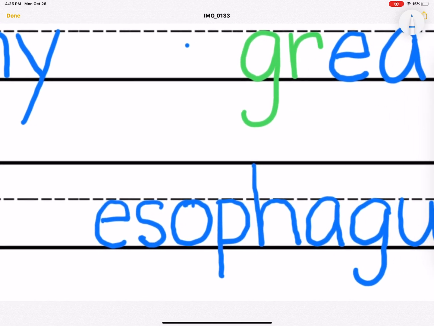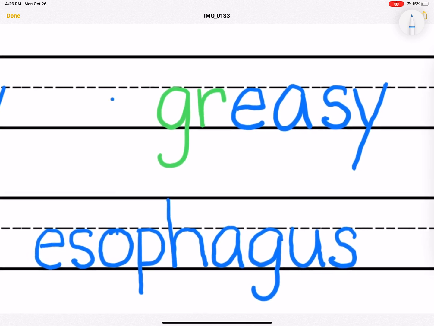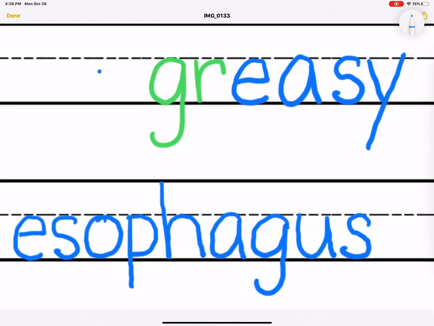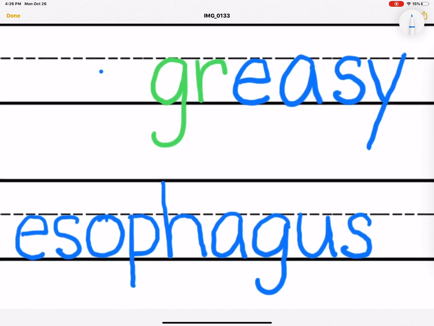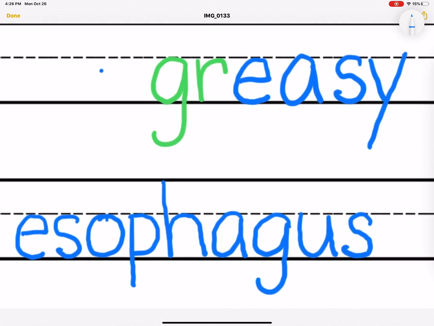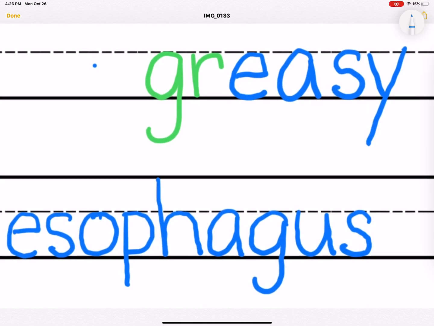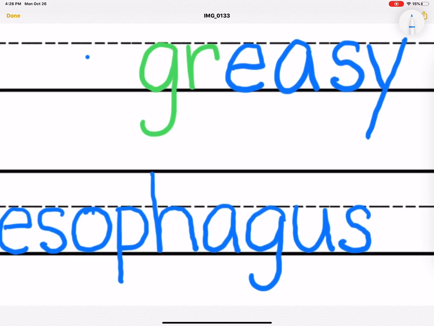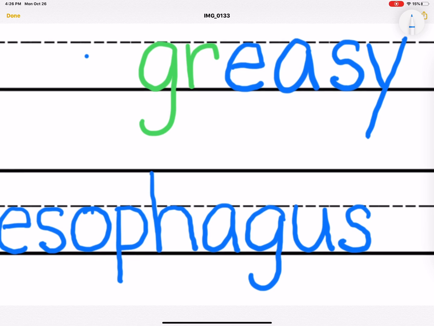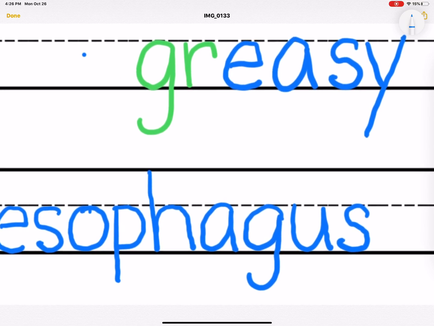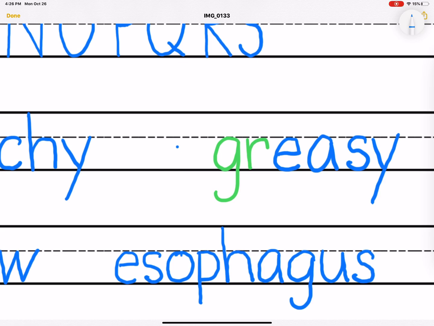Then we have this long word here that I do not expect you to be able to spell, but you should be recognizing it when you hear it, and that's esophagus. Esophagus. And this is like a tunnel that goes from your mouth down to your stomach. It's a tube. You eat your food, then you swallow it. It goes down the esophagus, and there's muscles along the esophagus that push the food down into your stomach. So your esophagus, a very important part of your digestive system.